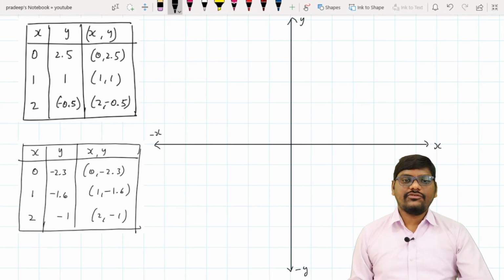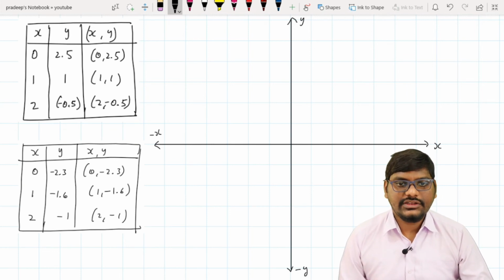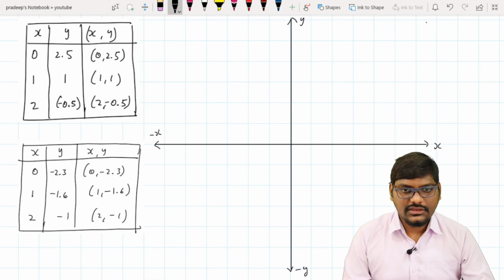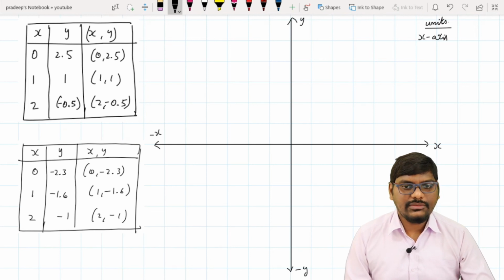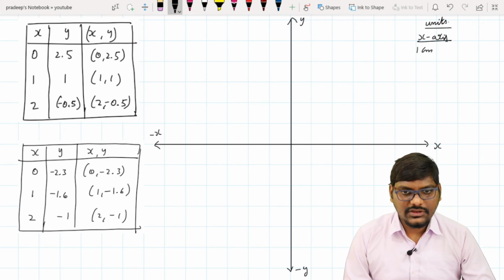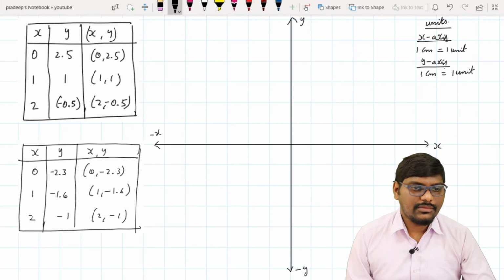So when you draw the graph, you first have to write the units of the graph which you're taking. So I'll write here the units are: in the x-axis I've taken 1 centimeter as 1 unit. So write 1 centimeter is equal to 1 unit. Even in the y-axis I am taking 1 centimeter is equal to 1 unit. Okay, same I'm writing here.